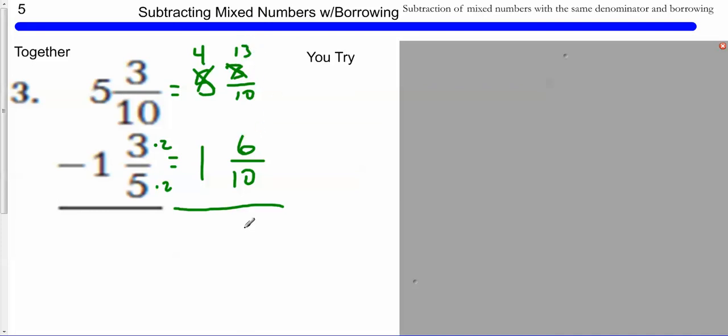Now I subtract. 13 minus 6 is 7. My denominator stays the same. 4 minus 1 is 3. Now the only reason I added a 1 in front of the 3 is because I added 10 to it. 10 plus 3 is 13.